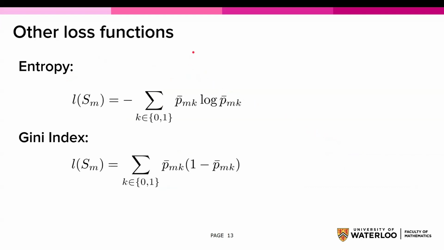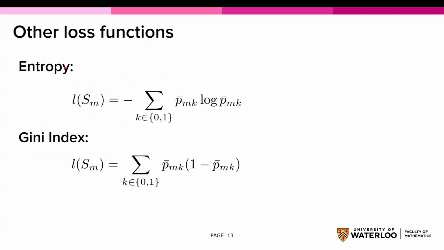Misclassification error is a simple and intuitive loss function, but it has a couple of limitations. It's not very sensitive to how close a split is to being good, and not very sensitive to changes when the majority class is already dominant. Because of this, a couple of other loss functions are considered, specifically entropy as well as the Gini index, and they're defined here.